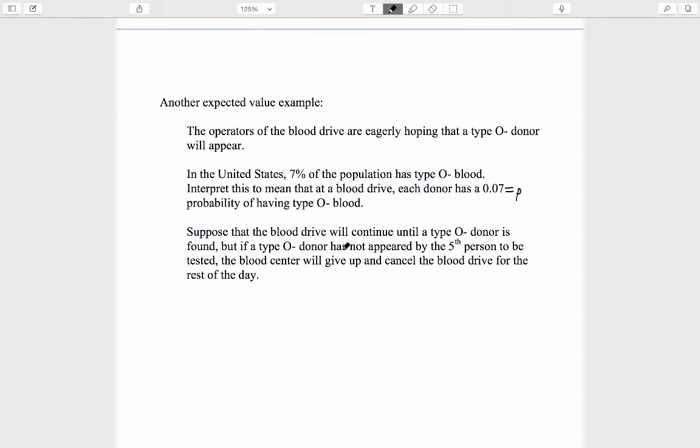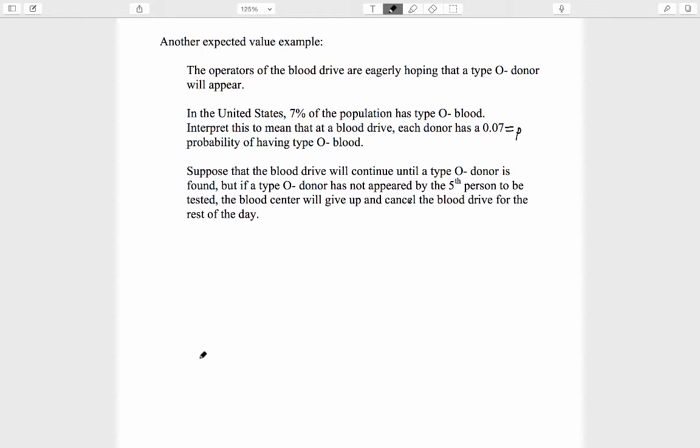Now suppose that the blood drive will continue until a type O negative donor is found, at which point they'll stop. They just need one donor with type O negative blood. But if a type O negative donor has not appeared by the 5th person to be tested, the blood center will give up and cancel the blood drive for the rest of the day. Wow, they are really impatient.